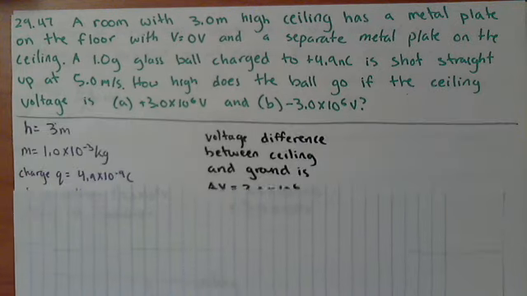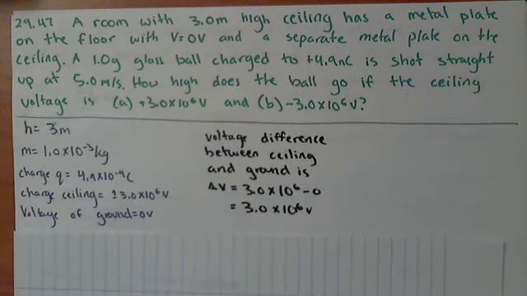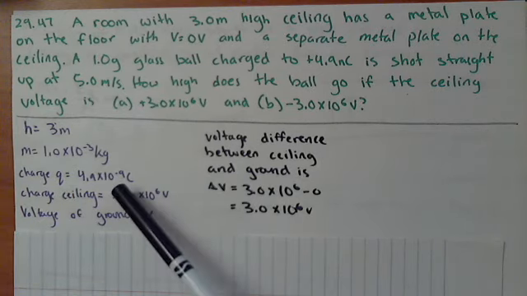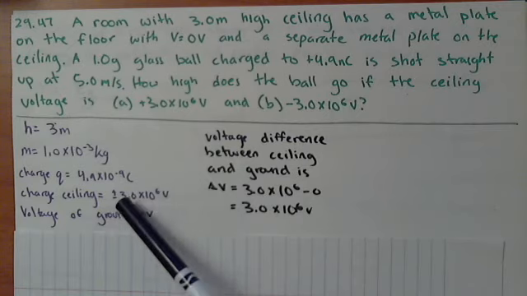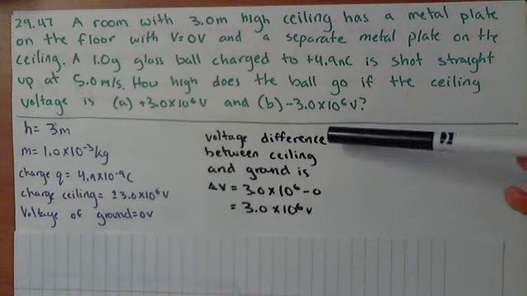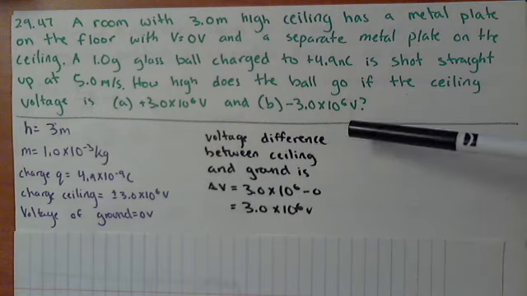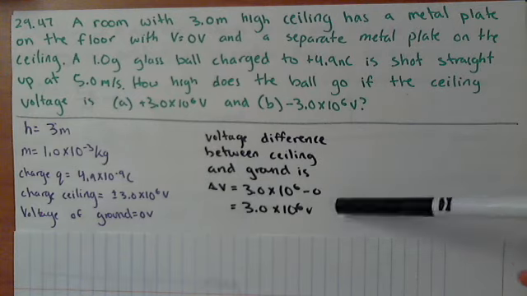So for part A, we're going to write down what we know so far. We have a height of 3 meters, mass of 1 gram, charge of 4.9 times 10 to the negative 9 coulombs. The charge of the ceiling is plus or minus, since for part A it is plus, for part B it is minus. Voltage of the ground is 0. For part A specifically, the voltage difference between the ceiling and the ground is 3.0 times 10 to the 6 volts.